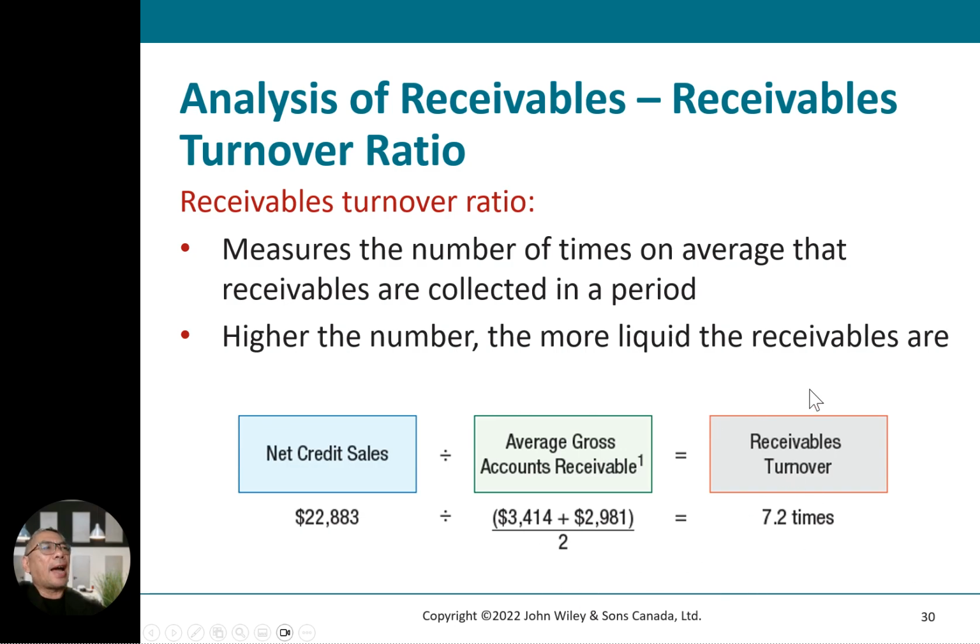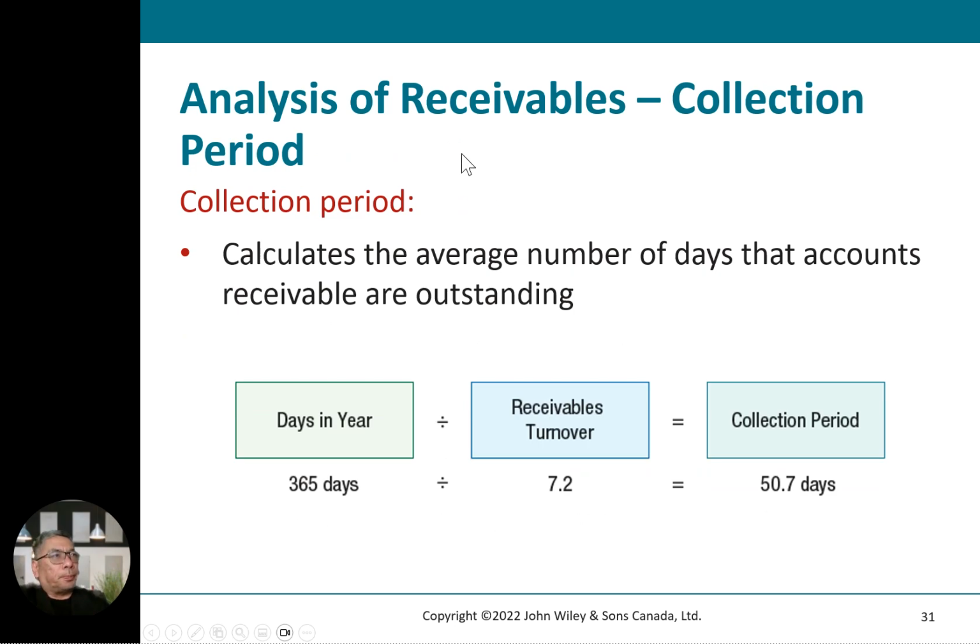The key part: the higher the number, the more liquid the receivables are. Excuse me. Collection period is to calculate the average number of days the accounts receivable are outstanding. Days in year divided by receivable turnover equals collection period. 365 divided by 7.2 equals 50.7.